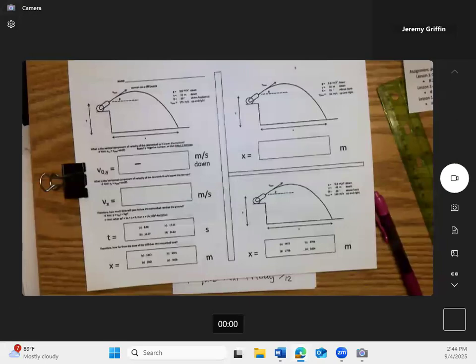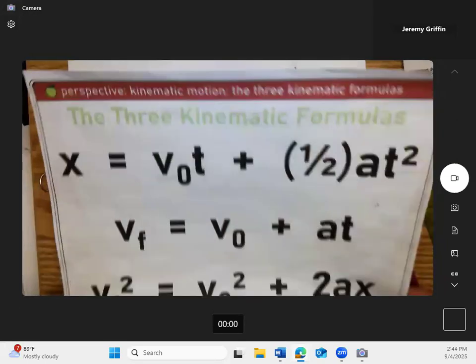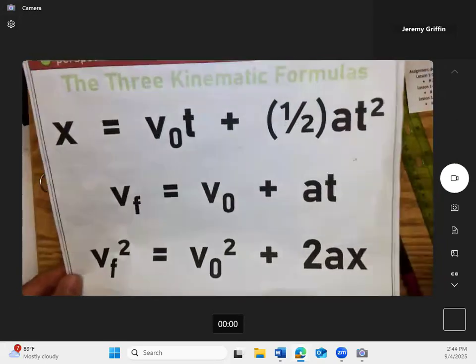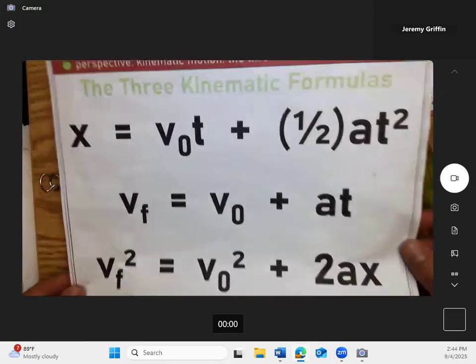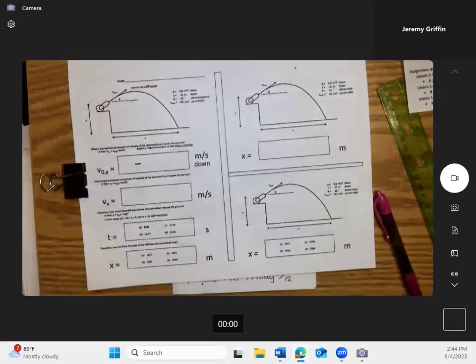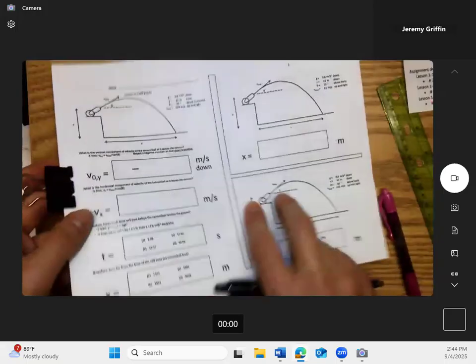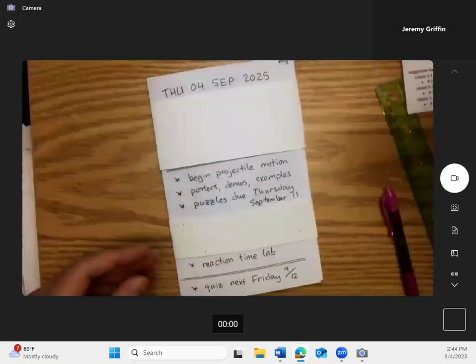Okay? So for the next few days, as we're doing these projectiles, it's the exact same formulas. There's no new formulas for the next few days. Everything we've just been using. Okay? But now you have to keep track of two dimensions. So what's going on horizontally, what's going on vertically. So I will walk you guys through how to look at this paper.